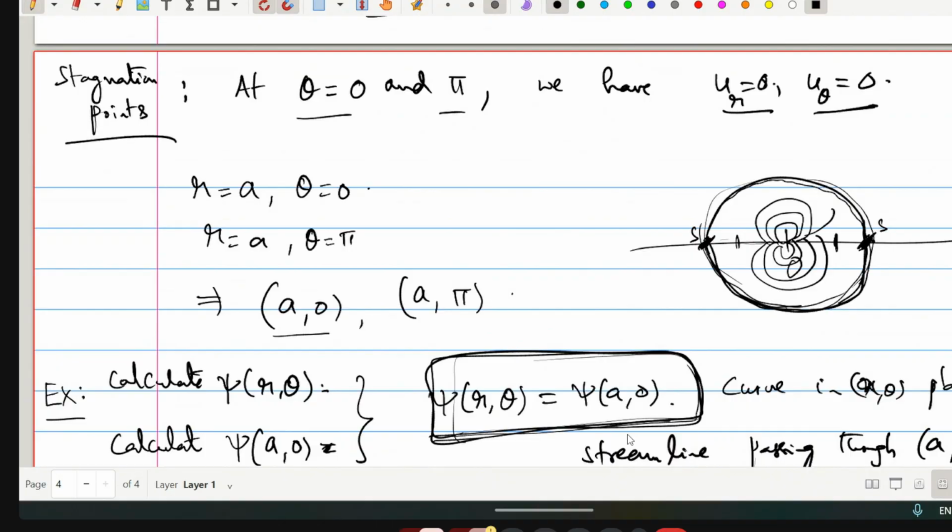Your doublet will be here. So the direction of the doublet will be how? What is the doublet direction? This is the source, this is the sink, so it is going in this direction, isn't it?